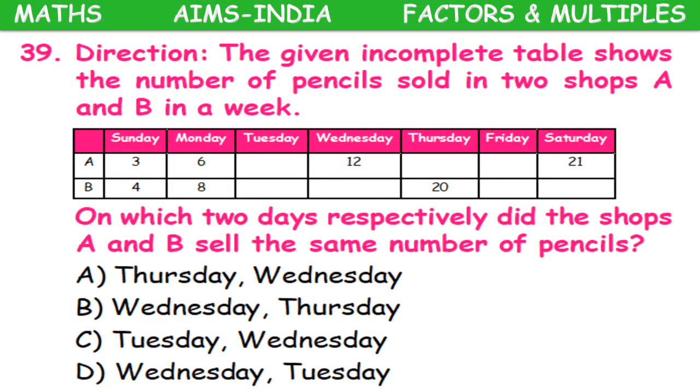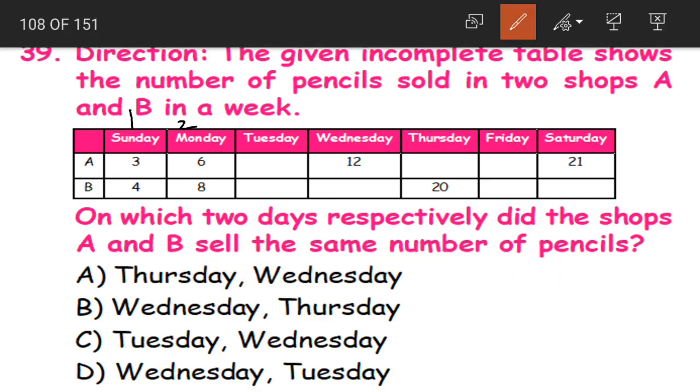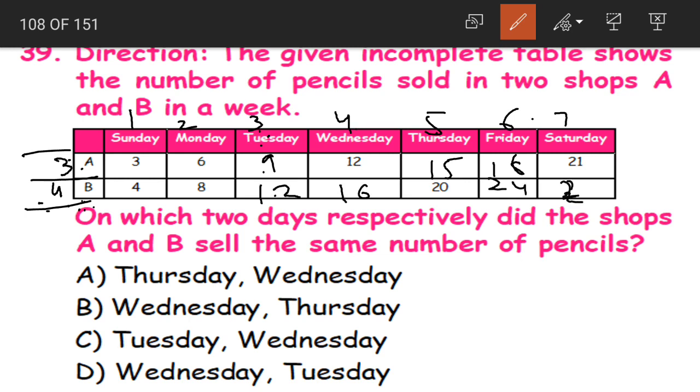Again the same table is given, but the question is different. On which 2 days respectively did A and B sell the same number of pencils? See, 1, 2, 3, 4, 5, 6, 7. Yes. So this was multiples of 3 and multiples of 4. What will be here? 3 threes are 9, 3 fives are 15. Yes, 3 sixes are 18. Now coming to number of pencils sold on shop B, we have 4 threes are 12, 4 fours are 16, 4 sixes are 24 and 4 sevens are 28.